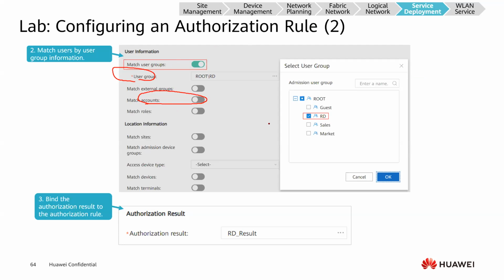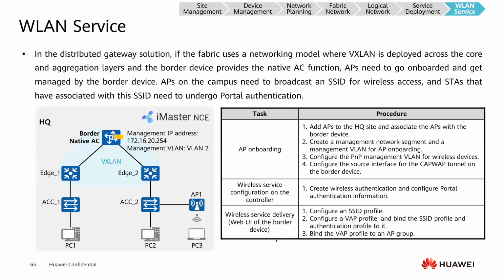And then when it matched, it will just get the authorization result, and then it will get the security group and dynamic VLAN. And after here, you just have deployment of the whole campus network. And the last part is how to deploy the double-LAN services.